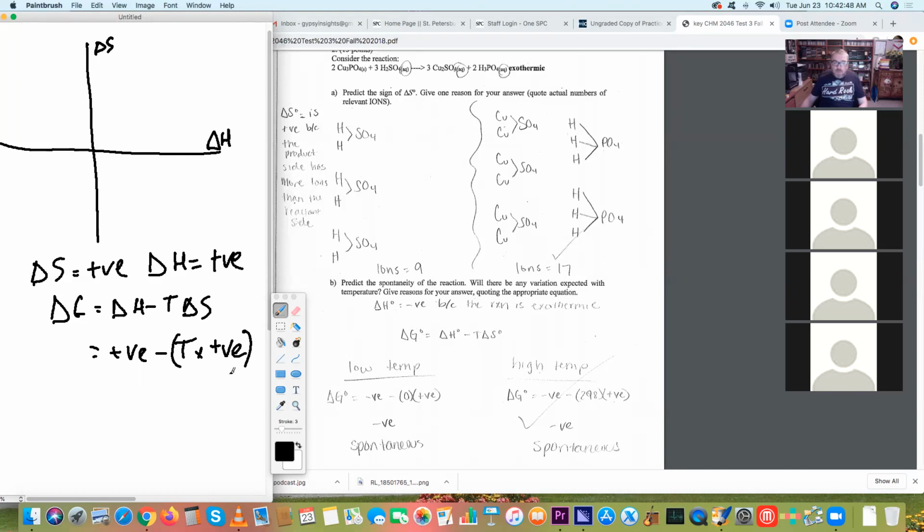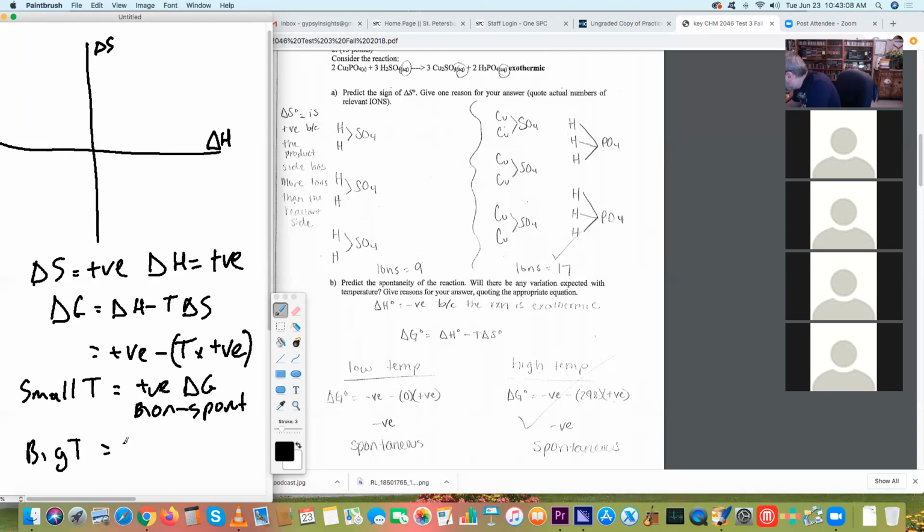If T is small, small T equals positive delta G, non-spontaneous. Big T equals a negative delta G, and the reaction will be spontaneous. The bottom line here is that whenever you've got the same sign on delta H and delta S, there's always going to be variation with temperature. And when they're a different sign, there's going to be no variation with temperature.